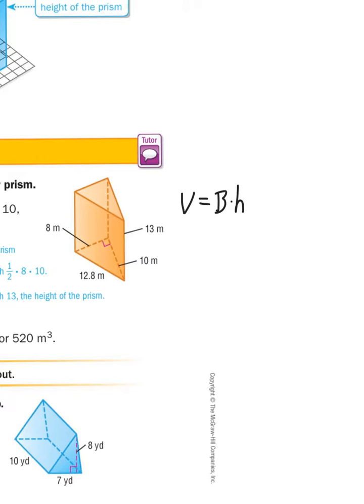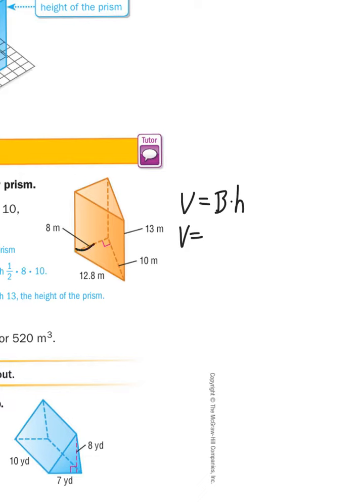Now, when I substitute here, I have to remember that big B is the area of the triangle. So I actually have to do work just to find big B. The height will be simple. That won't be that bad. So let me show you how to get big B.